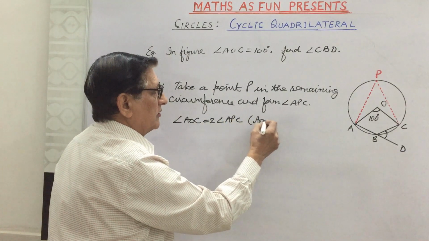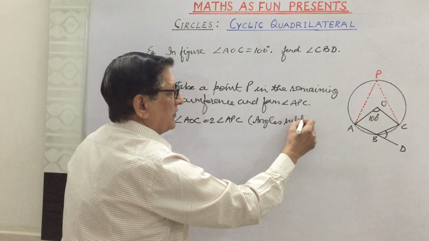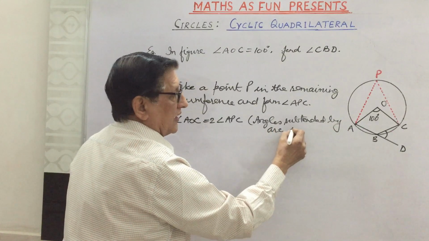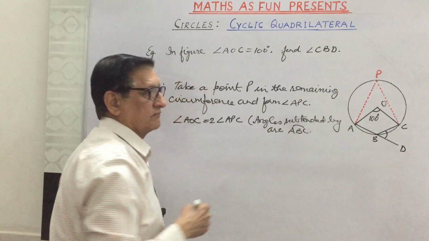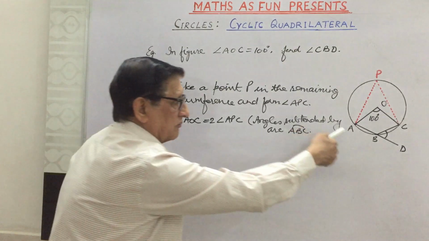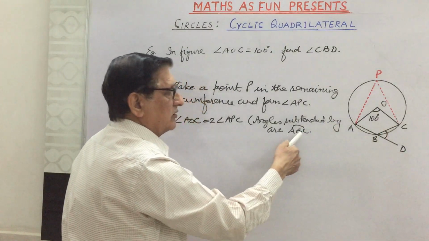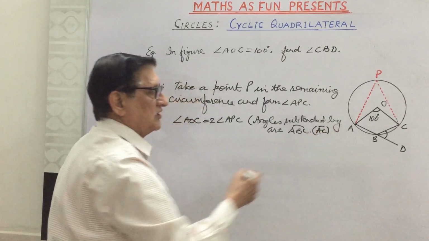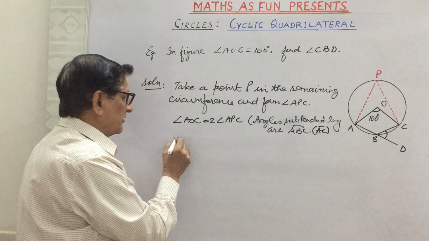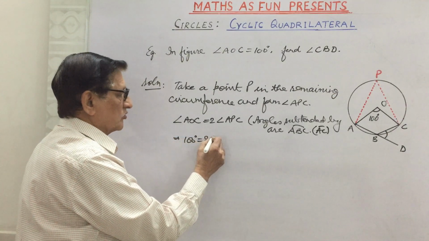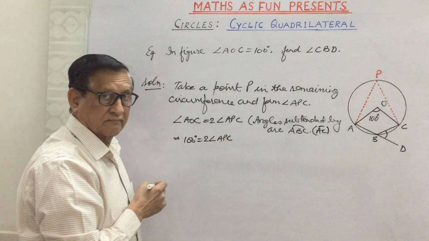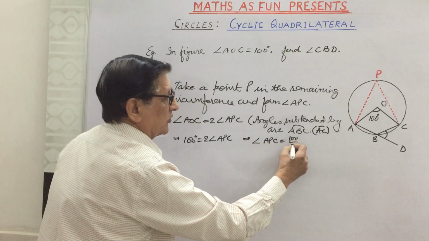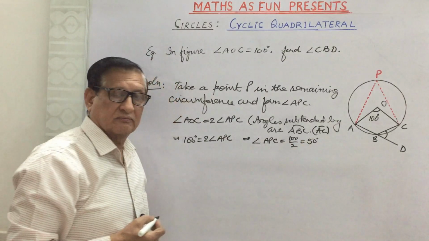Why? We can write here angles subtended by arc ABC. To make it more clear, we have not written AC, we have written arc ABC. Or we can also write this as arc AC. This is given 100 degree, equal to twice of angle APC. This implies that angle APC is equal to 100 upon 2, that is 50 degrees.